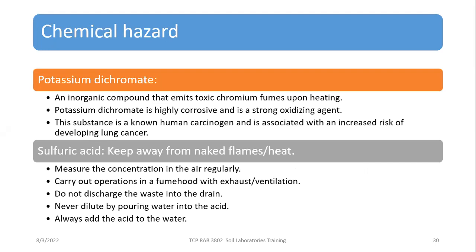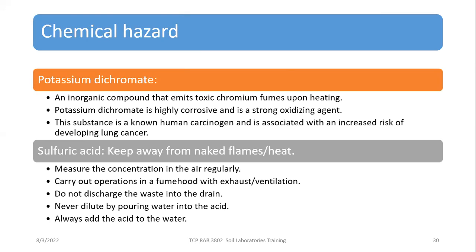The chemical hazards related to the agents used in this procedure: potassium dichromate is an inorganic compound and emits toxic chromium fumes upon heating. And potassium dichromate is highly corrosive and is a strong oxidizing agent. Also, this substance is known to be a human carcinogen and is associated with an increased risk of developing lung cancer.